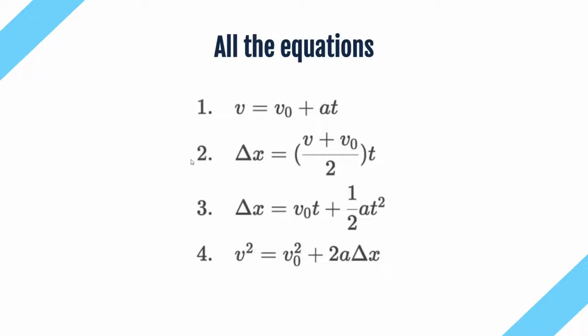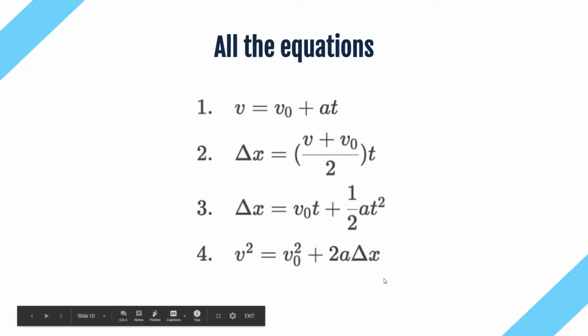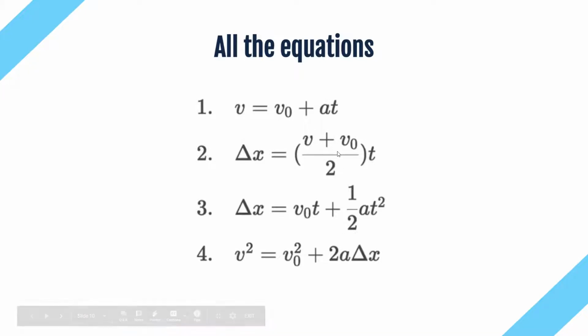The second one is the change in position is equal to the average velocity times time. We actually talked about this about 2 or 3 slides ago, where v is the final and v naught is the initial velocity. We're taking the average of these two because we're assuming acceleration is constant, which we're assuming in all of these equations. Because v plus v naught over 2 is equal to the average velocity, we can obtain the change in position pretty easily just by multiplying by time.